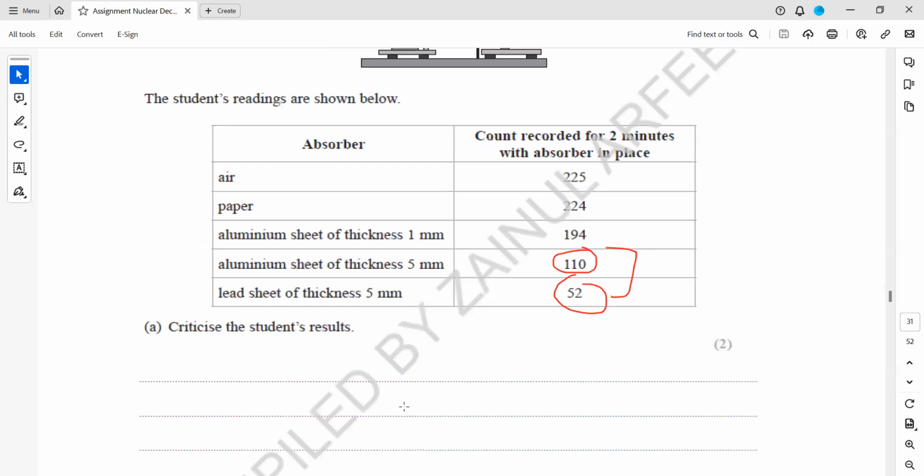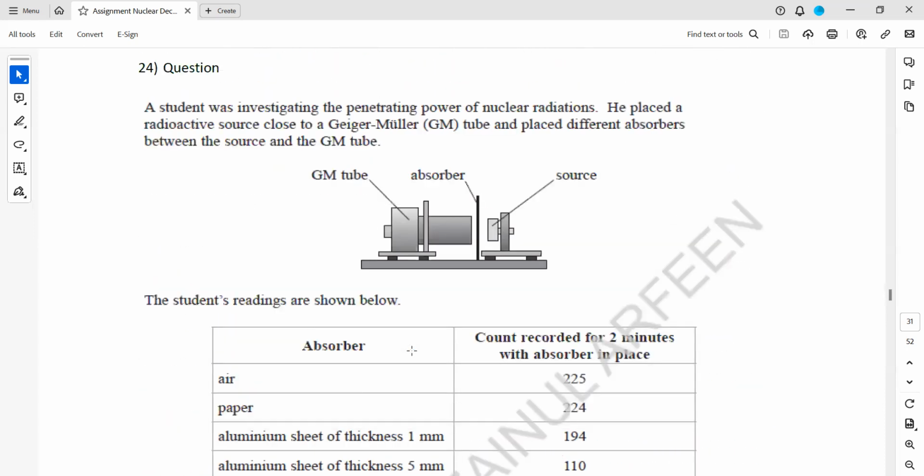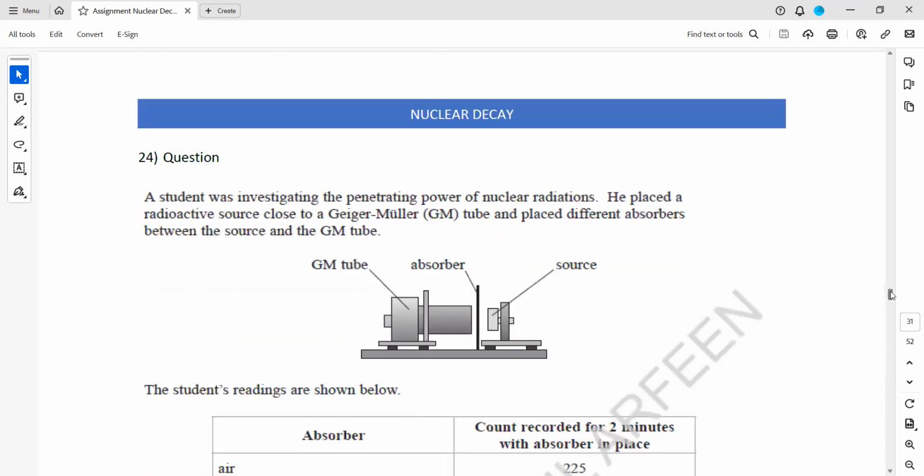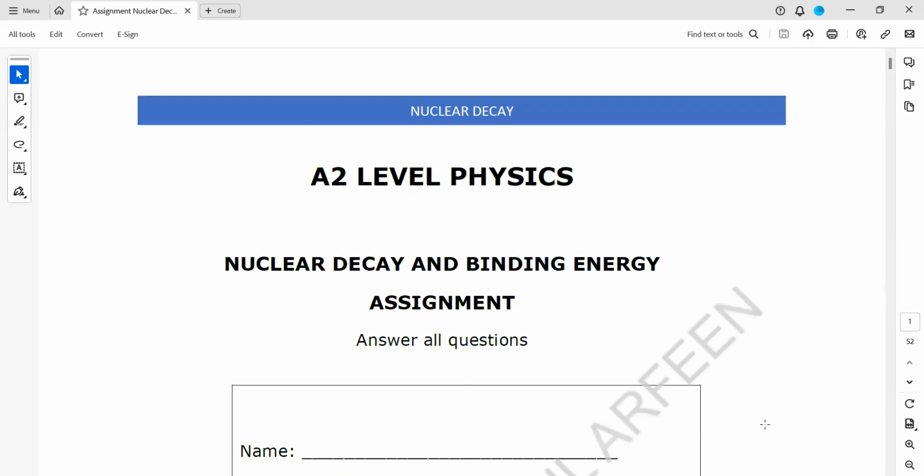Is it clear? This was question number 24 from nuclear decay and binding energy. Any question or doubt related to the session today?